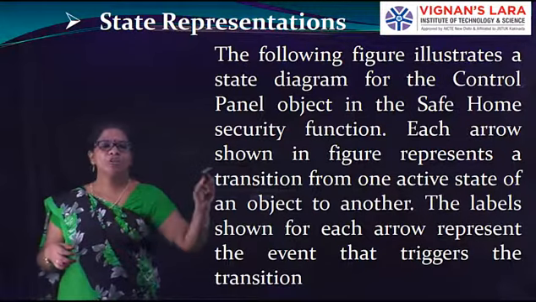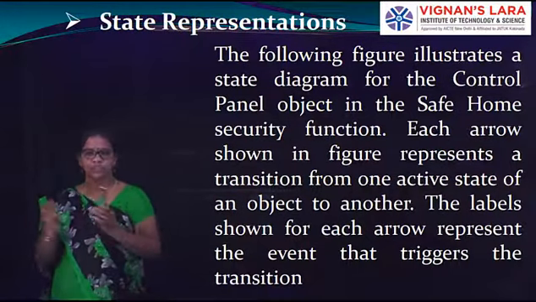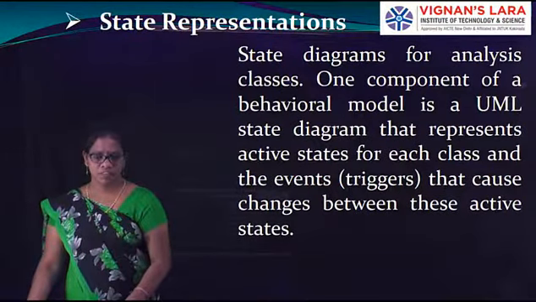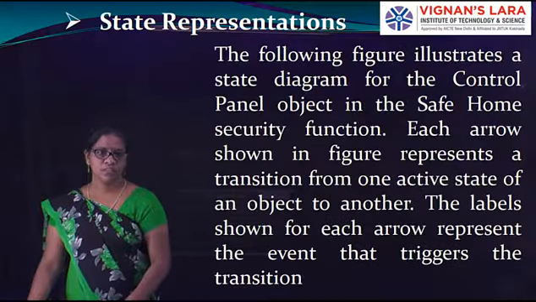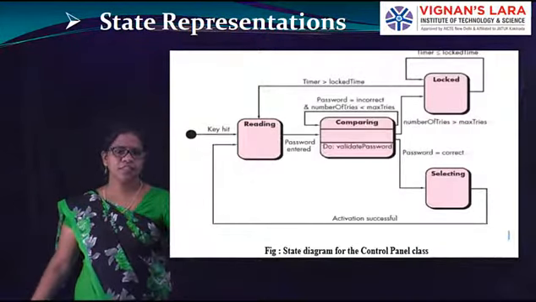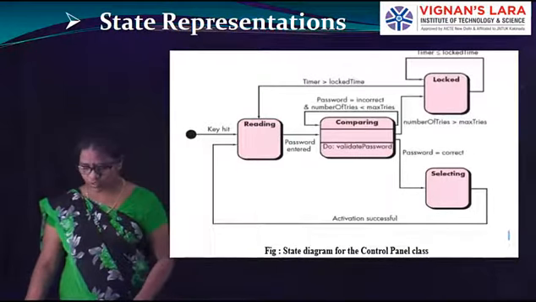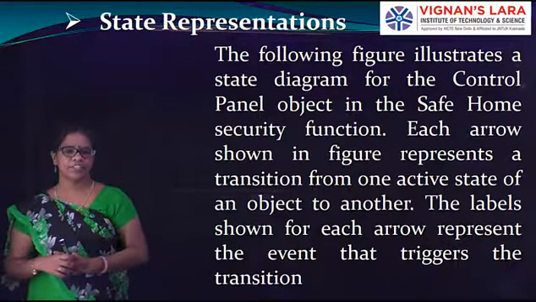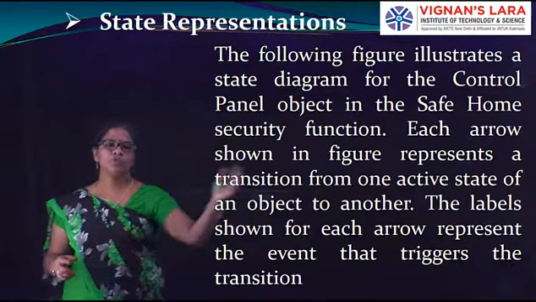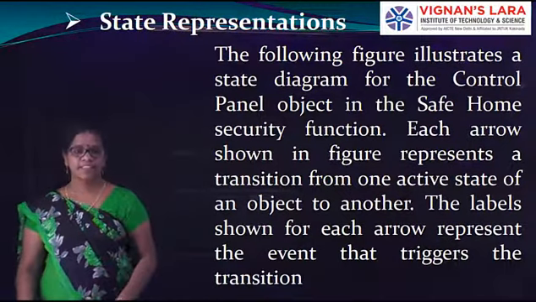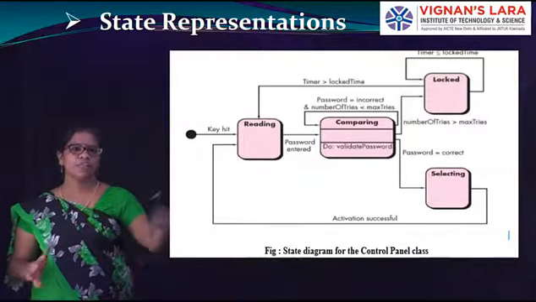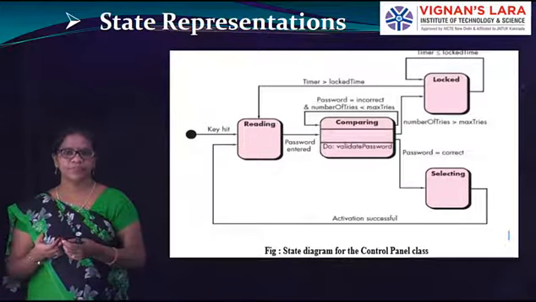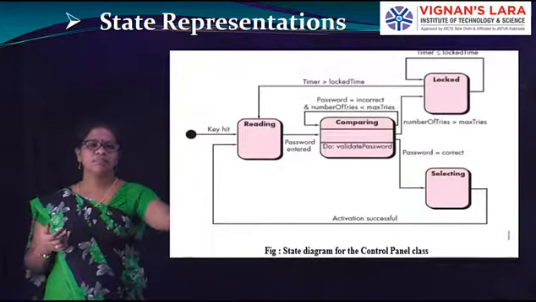Each arrow shown in the figure represents a transition. If you have seen the arrows in the diagram, those arrows represent the transition from one active state to another active state. The labels shown on the arrows represent the event that triggers the transition. Here the event that is occurring is key text, that means we are typing some text. So that is an event.